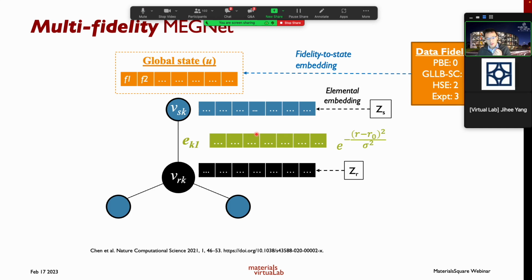And the difference between this and other kinds of transfer learning models is that we no longer do a two-step training, okay? It's not that we fit one model and then port the model over and retrain it. Rather, what we are able to do now is take all the data, the very, very large PBE data, together with the smaller HSE data and experimental data, and just build one single model that can predict the bandgap for any fidelity for any material. Okay, so does multi-fidelity MEGNet work?